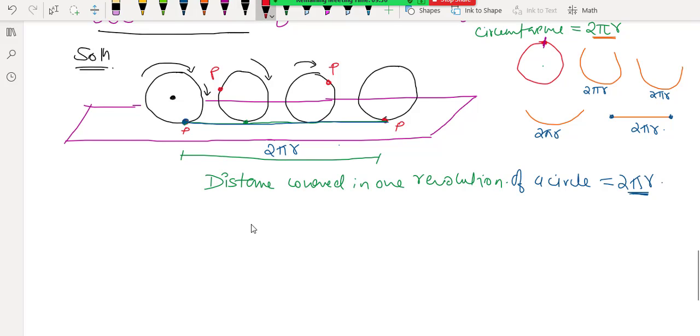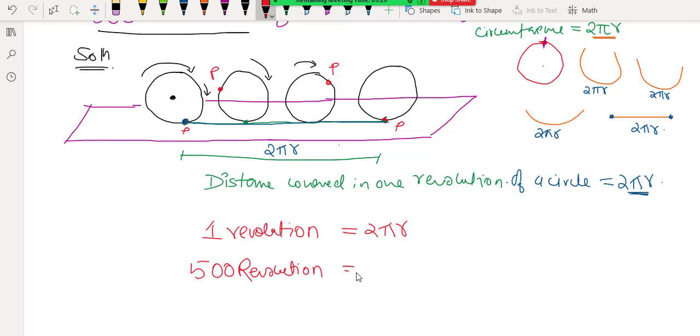ठीक है, अब ध्यान से सुनिएगा, one revolution will be equal to 2 pi r. So 500 revolution किसके बराबर हो जाएगा, anyone? If one revolution is equal to 2 pi r, then 500 revolution will become how much? Anyone?